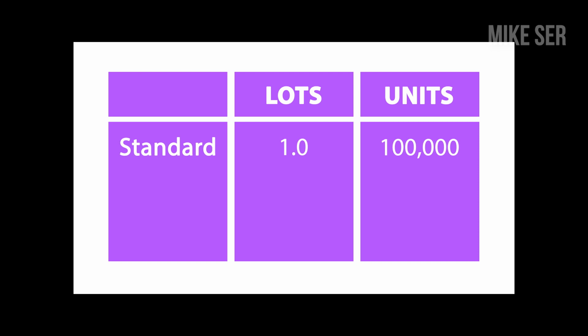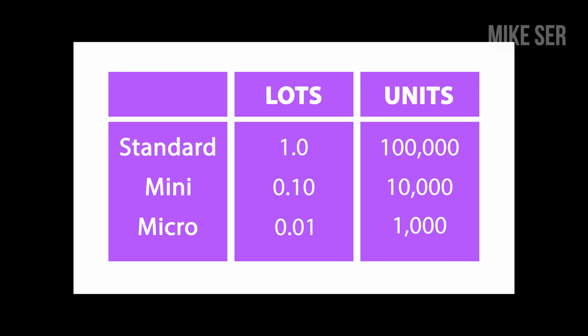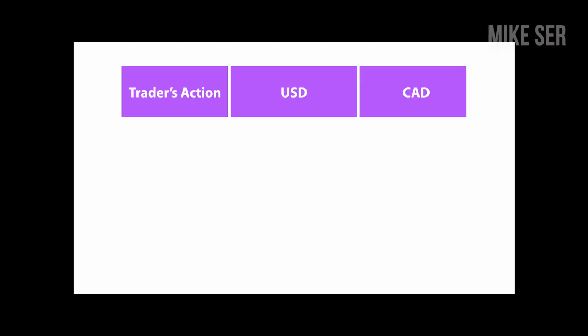Now if you wish to trade smaller size, then the mini size for a lot is 10,000 units of a currency. And if you wish to trade even smaller, then there is a micro size for a lot, which is 1,000 units of a currency. Let me now show you an example of how you can make money in the forex by showing you the price movements of a currency pair along with the number of lots that you buy.